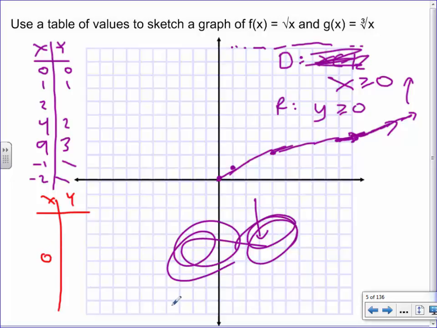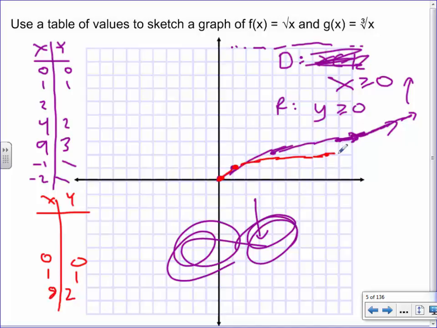0. What happens when you cube root 0? Still 0, right? Because 0 times 0 times 0, 3 zeros, is still 0. So it still goes through the origin on our cube root graph. The next point that's good to use is 1, because 1 also does cube root. 1 cube roots to 1. So that gives us this point here again as well. I'm not going to use 4 though, because 4 doesn't cube root. 8 does though. 8 cube roots down to 2.